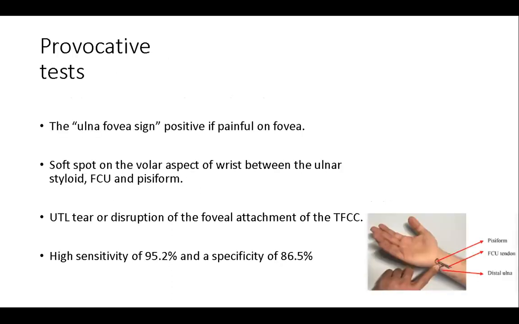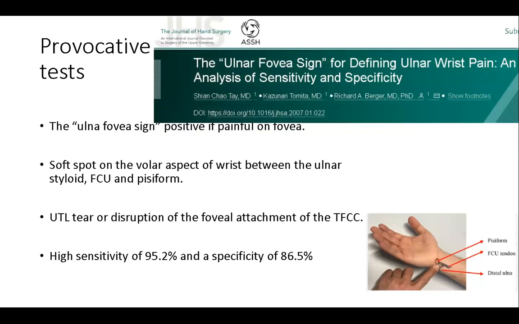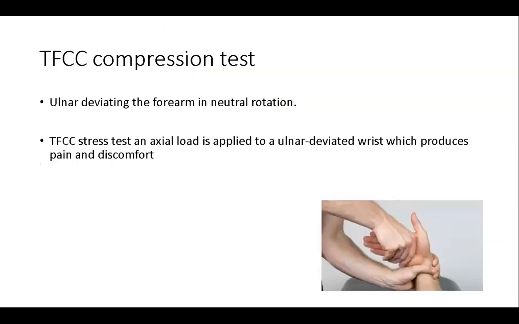All these provocative tests have been described by Ashik. This is the ulnar fovea sign. It is a point between the pisiform, FCU tendon and distal ulna. Tay et al. described that this test, if positive, has high sensitivity and specificity. It also denotes that there might be an association of ulnotriquetral ligament and disruption of foveal attachment of the TFCC.